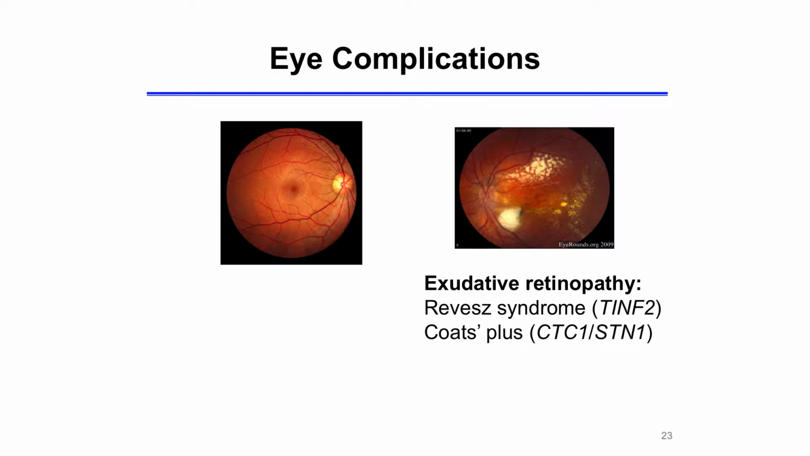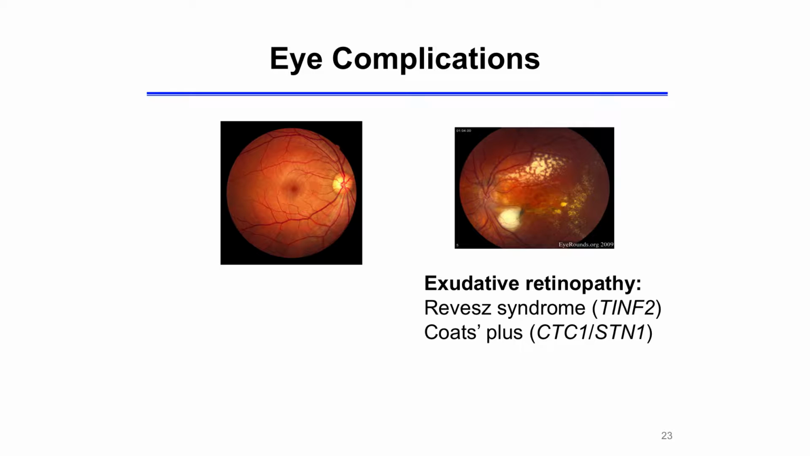And as I mentioned yesterday morning, Coats retinopathy is a term used to describe this exudative retinopathy that's happening in both sides of the eye. And Coats plus is that, plus a bunch of other things that we talked about yesterday. And it's associated with mutations in these genes. This is very new, but best described with CTC1 mutations. And as you can see here, these pictures look quite different from each other.